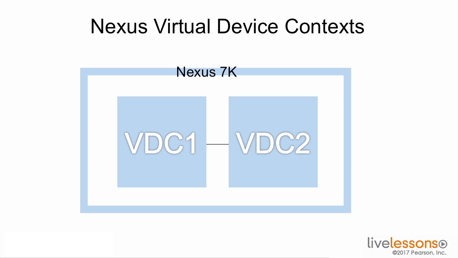So Virtual Device Context can be a great feature to use. For instance, if I have a production network and a backup network, and I want to keep those completely separate, I might create two VDCs. If I want to use a feature like OTV, there's a dependency to actually create another VDC. So I would have an OTV VDC and I would have a production VDC. There's a lot of different reasons to use VDCs, and we'll explore that later on in other lessons.